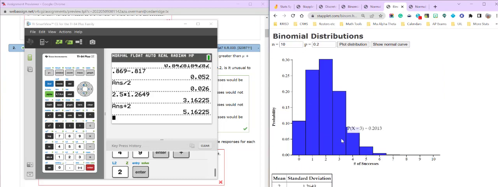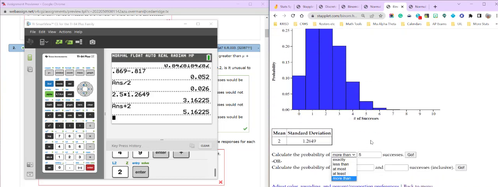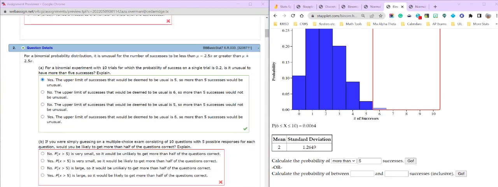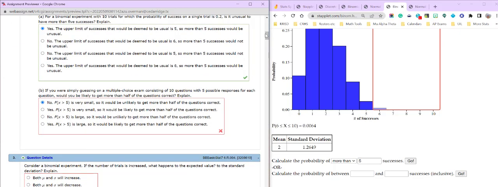I plot the distribution, and then I said, okay, probability of more than 5, go, and that's all these areas right here. So it appears to be very small. So I don't need this calculator. Let me move it out of the way. So the probability that it's greater than 5 is very small, so it'd be unlikely to get more than half the questions correct. And that should be right.